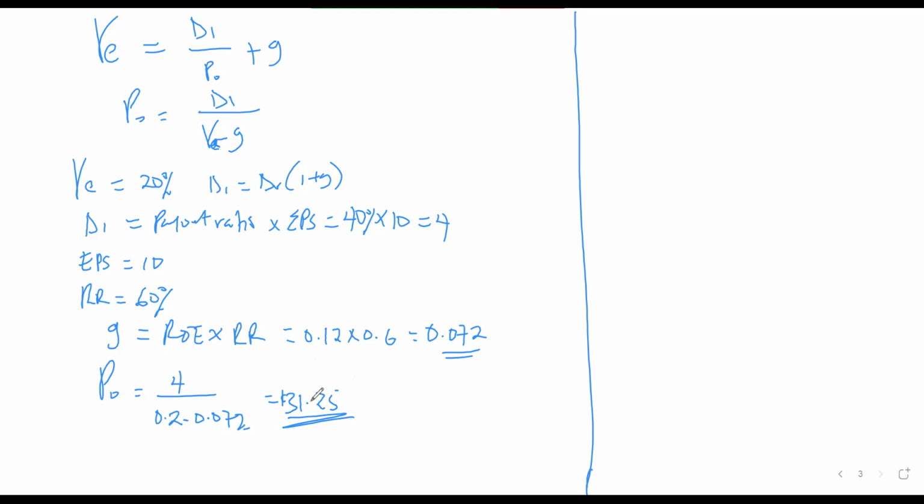All right. Now let's look at capital structure. Any question? Hello, sir, please. Is it 4 over 0.2 multiplied by 0.075 or plus? Minus. Minus. Okay, thank you.